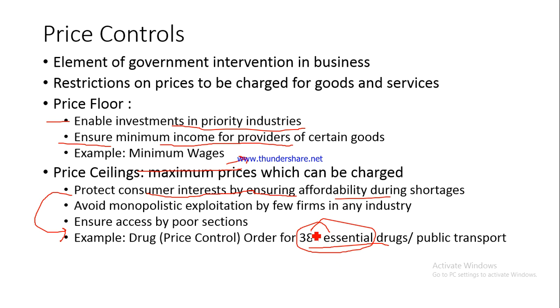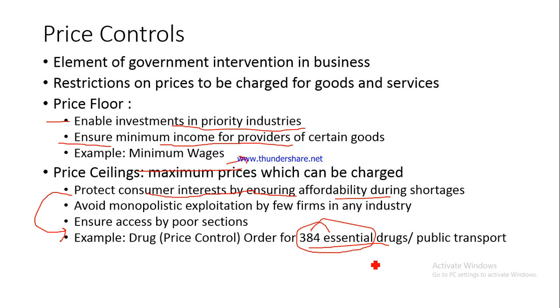These drugs cannot be sold at a price higher than that specified in the price ceilings. So the maximum price at which these drugs can be sold has been specified, right? And this has been done by the drug price control order, right? And these are essential drugs which are very much required. So first of all, a list is prepared of essential drugs, and then this price ceiling is brought in through the drug price control order.